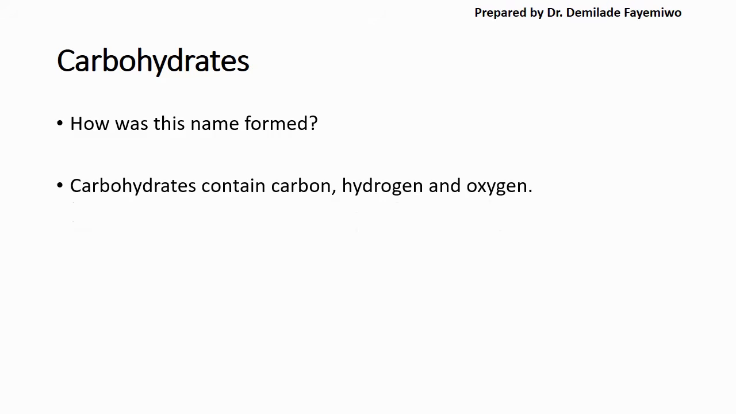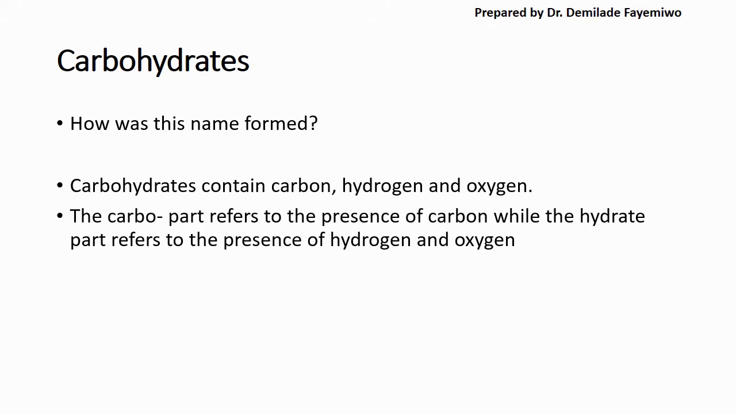So the first thing you have to bear in mind is that carbohydrates contain carbon, hydrogen and oxygen, and the carbo part refers to the presence of carbon, while the hydrate part refers to the presence of hydrogen and oxygen. Obviously, you should know that when you combine hydrogen and oxygen together, you're likely to get water, which is what you will see in the general formula of a carbohydrate. You can see there that it is CxH2Oy, and what the x value indicates is basically the number of molecules of carbon, and the y value indicates the number of molecules of hydrogen and of oxygen.